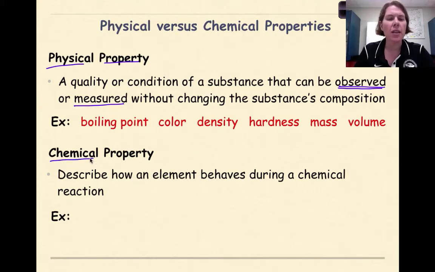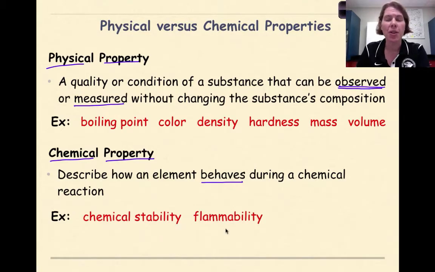Then we have chemical properties. A chemical property describes how an element behaves during a chemical reaction. So what exactly is going to go on? Some examples of chemical properties might be chemical stability, flammability, reactivity, or toxicity. The list of physical and chemical properties definitely goes beyond what I have listed here as examples.